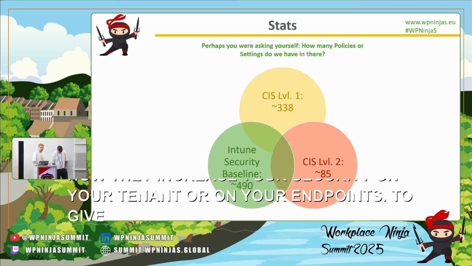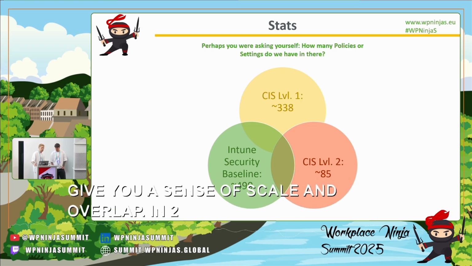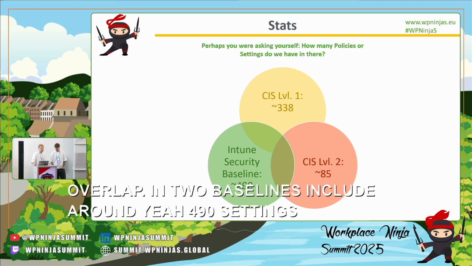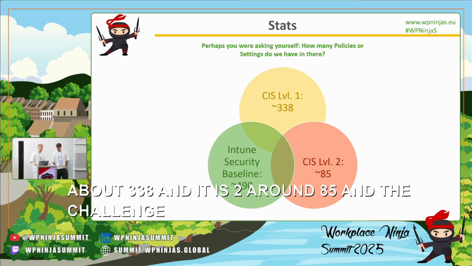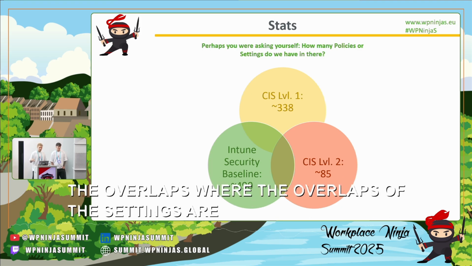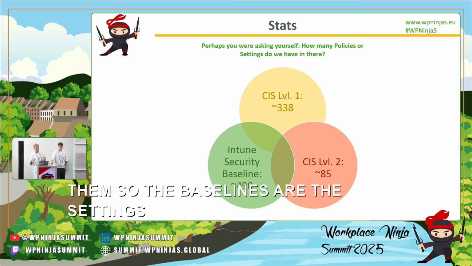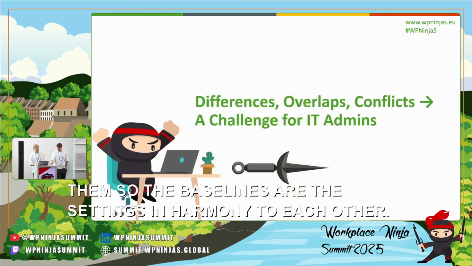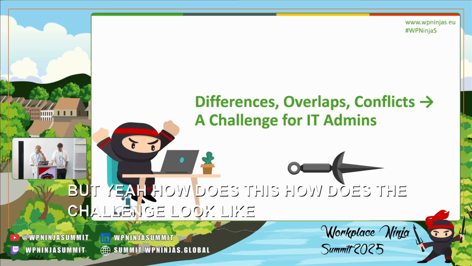To give you a sense of scale and overlap, Intune baselines include around 490 settings, CIS level 1 about 338, and CIS level 2 around 85. And the challenge is now to identify where the settings overlap and to configure them so the baselines and the CIS settings are in harmony with each other. But how does the challenge look in a productive environment?